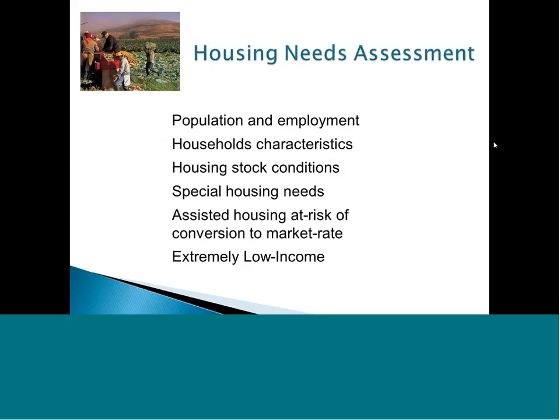The housing element must include an assessment of your jurisdiction's housing needs. This assessment must include an analysis of population and employment, household characteristics, housing stock conditions, special housing needs, housing at risk of converting to market rate. This is one of the sections of the housing element that lends itself well to the new streamlined process, particularly if the overall demographics of the population haven't changed much.